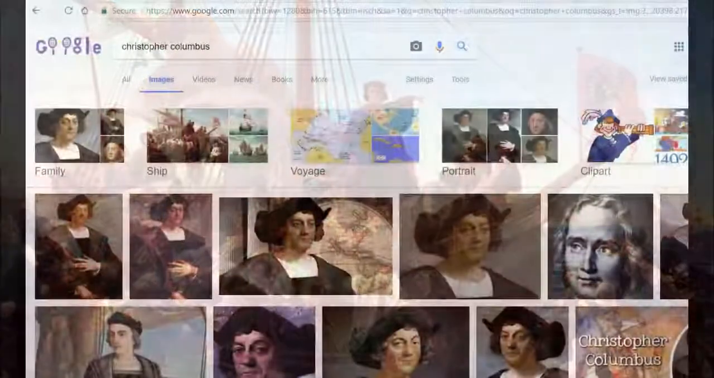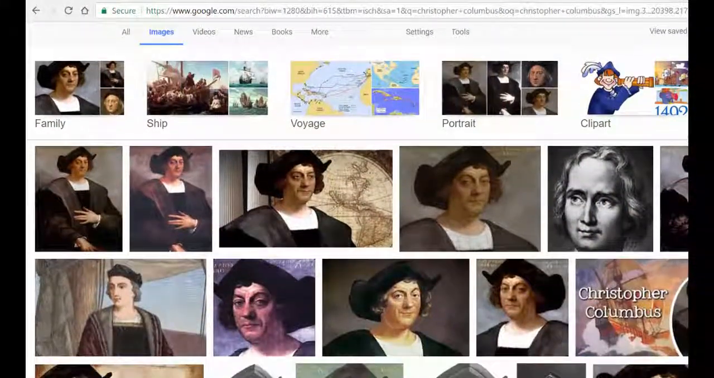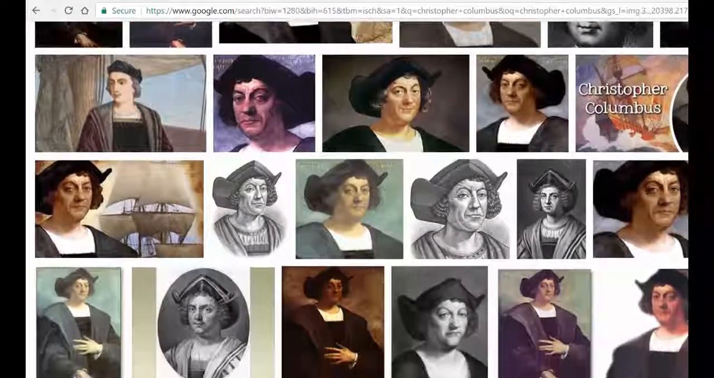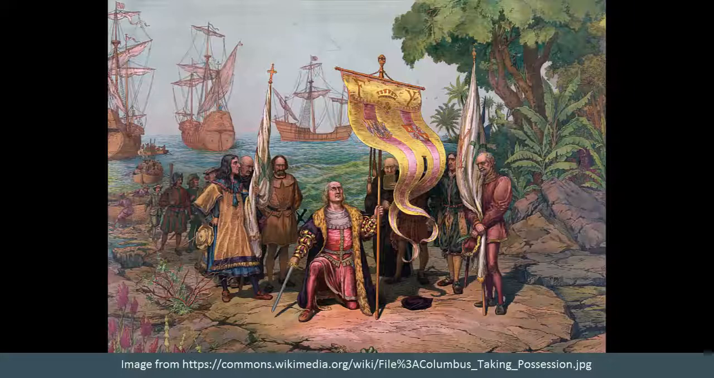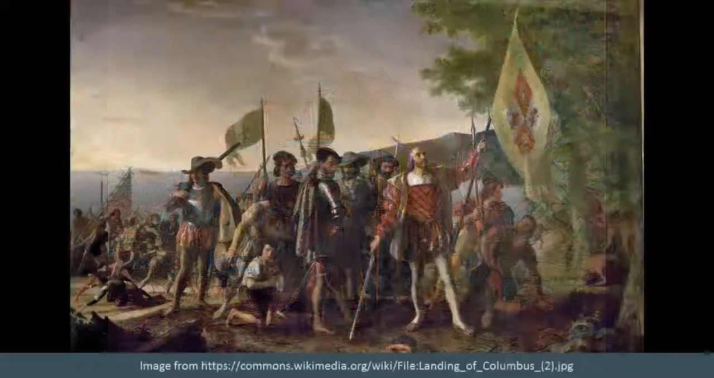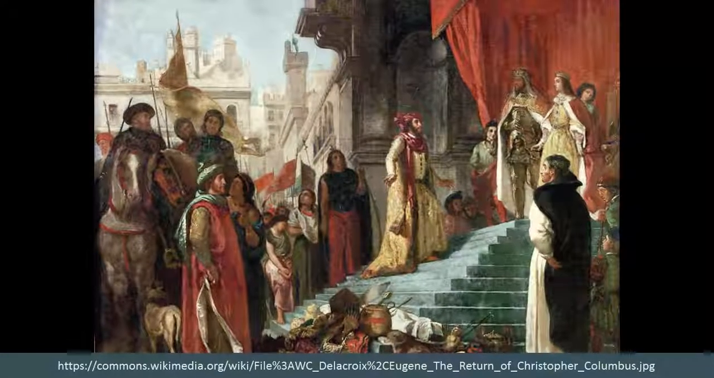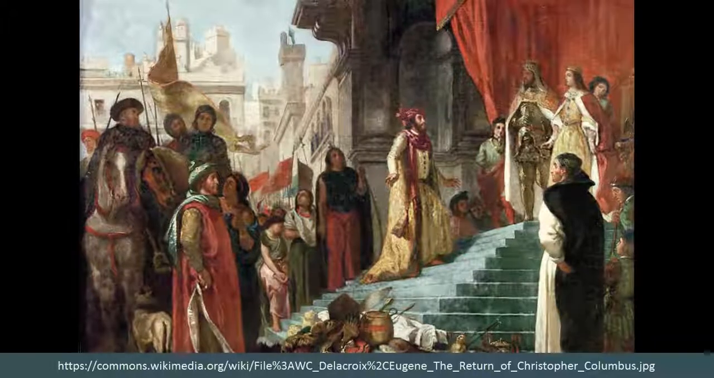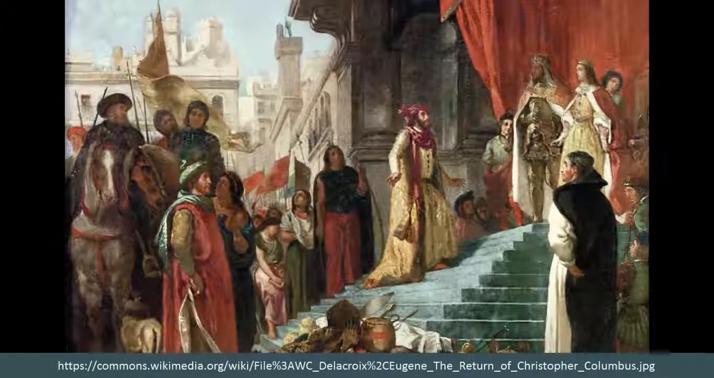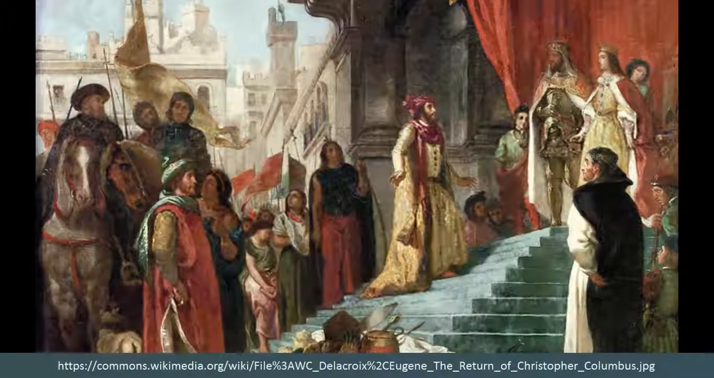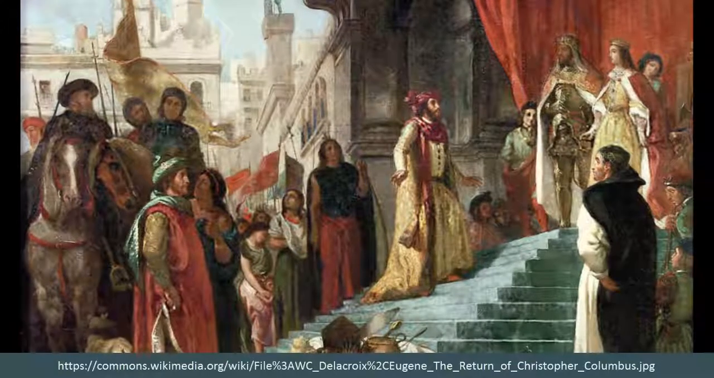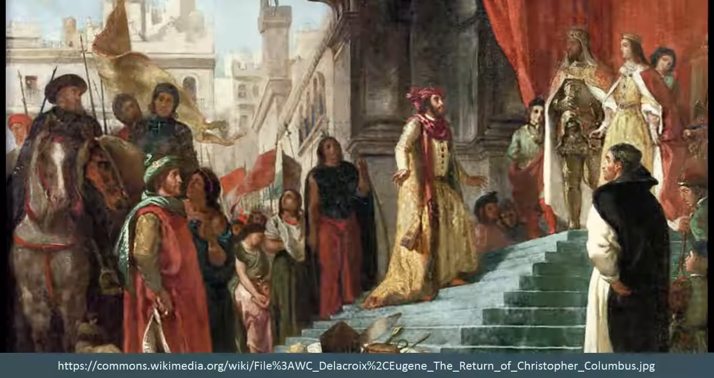An image search for Christopher Columbus will result in a seemingly endless number of portraits, but those won't add a great deal of evidence to answer our big question. Paintings like Columbus Taking Possession, published by Prang Educational Company in 1893, or Landing of Columbus by Vanderlyn, or The Return of Christopher Columbus by Delacroix, offer far more insight into the relationship between Columbus and the natives and the reception he received upon his return to Spain. It is important to consider your audience when selecting which image or images to use, since the native people are often depicted in the nude.